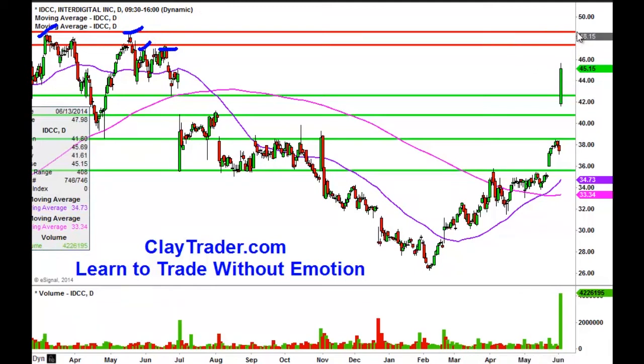So if the price can start to get some closes up above here, I'm sure I'll be back to update the chart at that point. But as long as the price can remain above the supports, the key one again being the 50-day simple moving average, then that is exactly what you want to see. So if there are any other questions, please let me know.